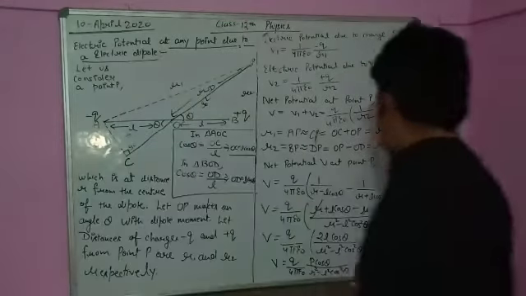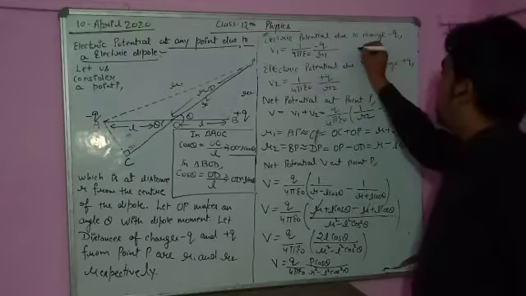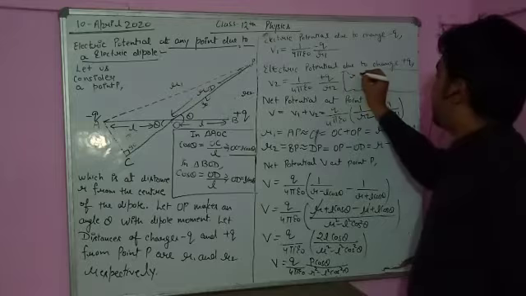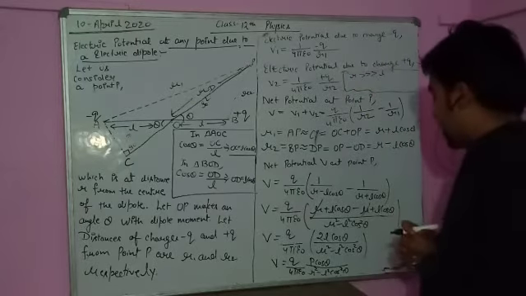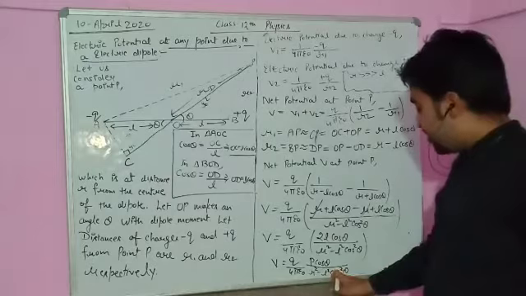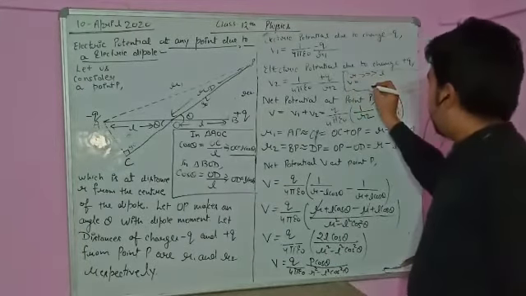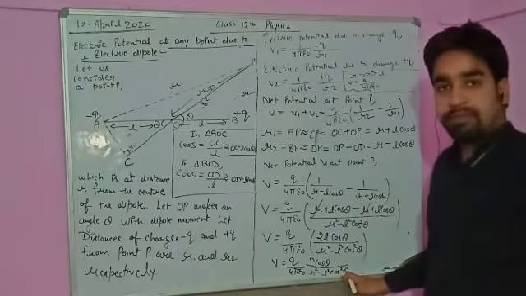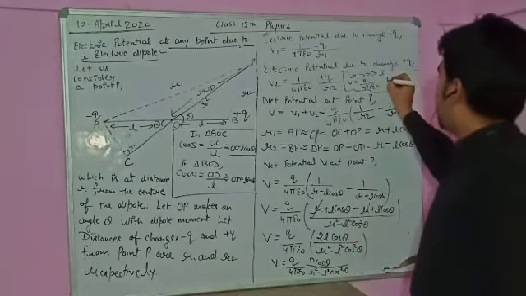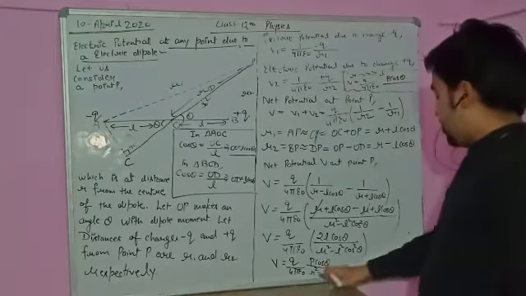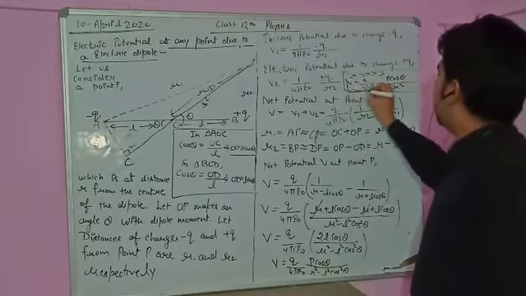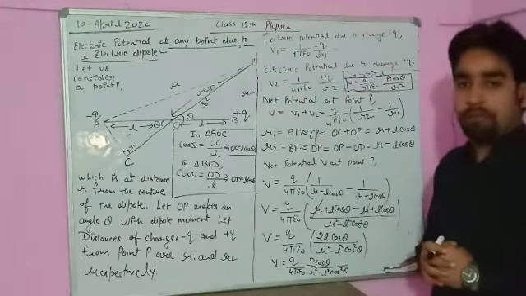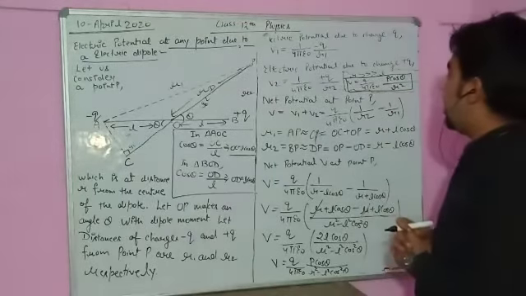Now we can consider R much greater than L. I don't have the space actually, so I am writing it here. When this happens, V is equal to Q upon 4 pi epsilon naught, we can neglect this term since R is much greater than L, P cos theta divided by this R square only. So this is the net potential at our general point due to a dipole.